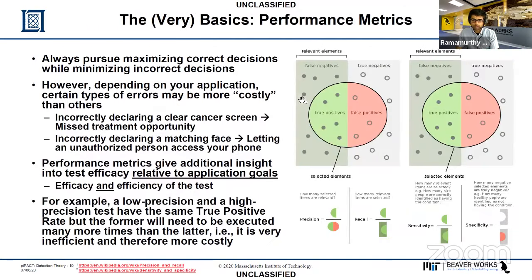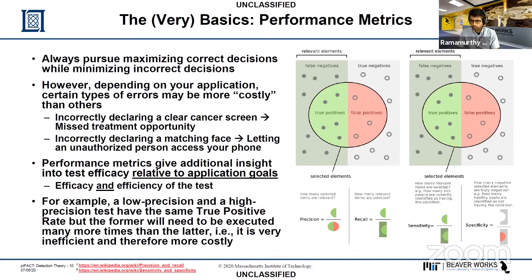So let's talk about some performance metrics. I'm just going to speed things up a little bit because there's a really good Wikipedia article about this, but the images tell the whole story. So bottom line is you always want to maximize correct decisions and minimize incorrect decisions. You always want to do that. But if you only look at type 1 and type 2 errors, you may not be correctly quantifying the true cost of your approach. And specifically, some errors are more costly than others, depending on your context.